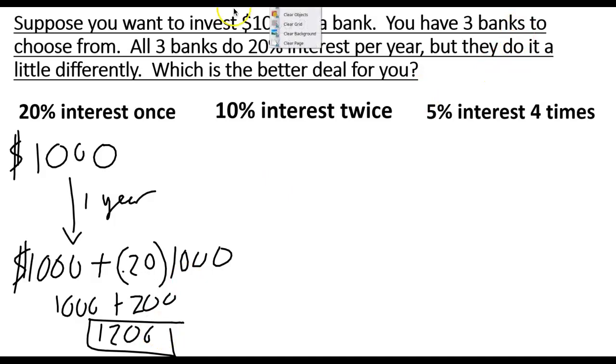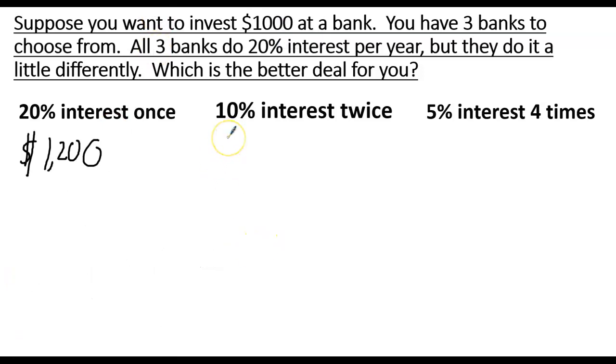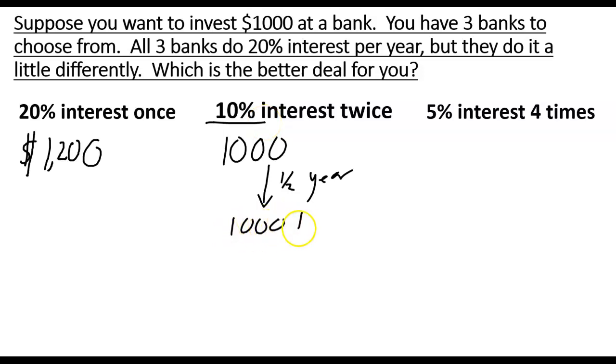Okay, so let's go ahead and take a look at bank number 2. So for bank 2, you're going to invest $1,000, right? And after half of a year goes by, not the full year, but half a year, they're going to give you 10%. So that's going to be $1,000 plus 10% of $1,000. Now, that would be 1,000 plus 100, which is 1,100, right? Now another half year goes by.